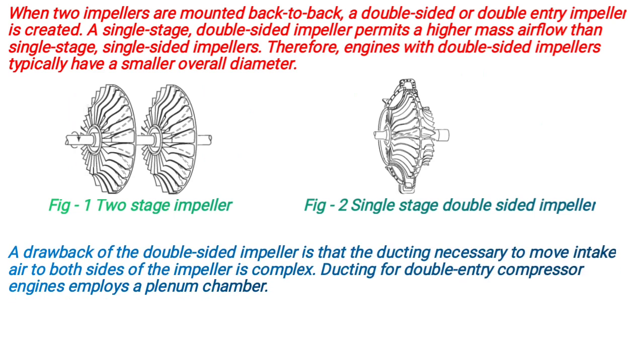A drawback of the double-sided impeller is that the ducting necessary to move intake air to both sides of the impeller is complex. Ducting for a double-entry compressor engine employs a plenum chamber. This chamber is necessary for a double-entry compressor because the air must enter the engine almost perpendicular to the engine axis. Therefore, in order to give a positive flow, the air must surround the engine compressor.